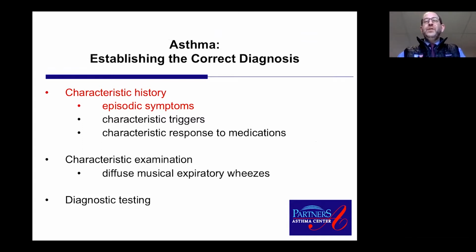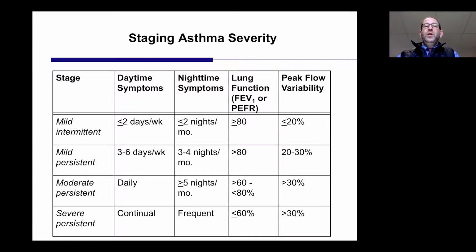So we look for episodic symptoms. There are good days, there are bad days, to suggest that there's reversible airflow obstruction. When we think about asthma severity, we think about people that might have mild intermittent asthma, mild persistent asthma, and then moderate and severe persistent asthma. If you have mild intermittent asthma, you might have symptoms during the day less than 2 days per week, whereas the mild persistent have it more frequently.